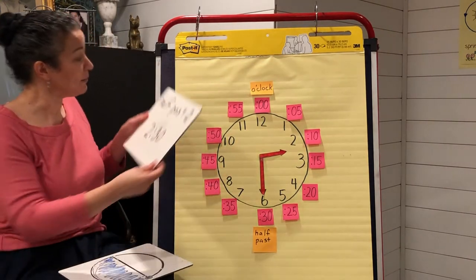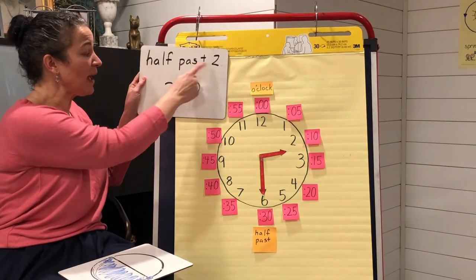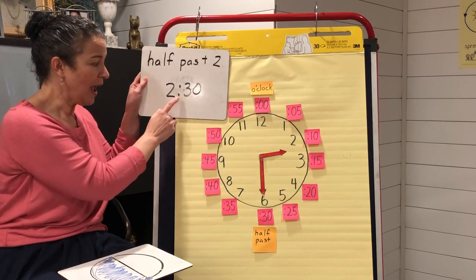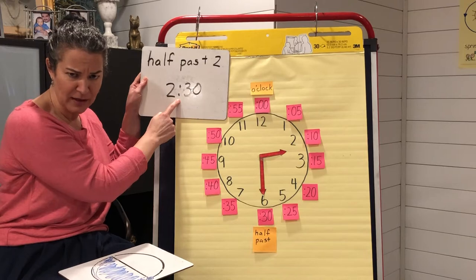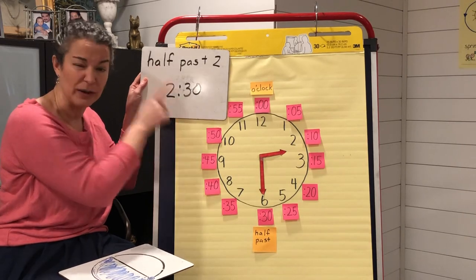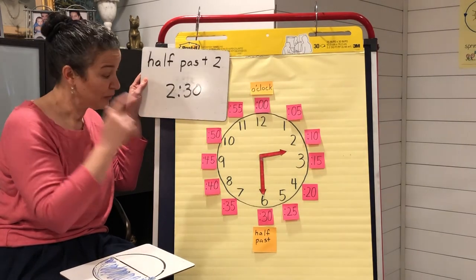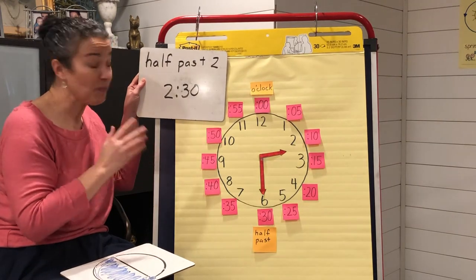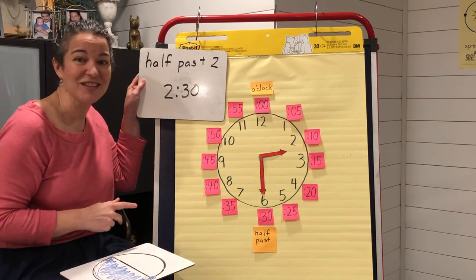And if I was gonna write it, my friends, it would look like this. Half past 2 or 2:30. And this double dot, the dot on top of the dot, we talked about it before, this is called a colon. Put it in your brain, you're gonna need to know it. So this clock is showing half past 2 or 2:30. Let's try another one.